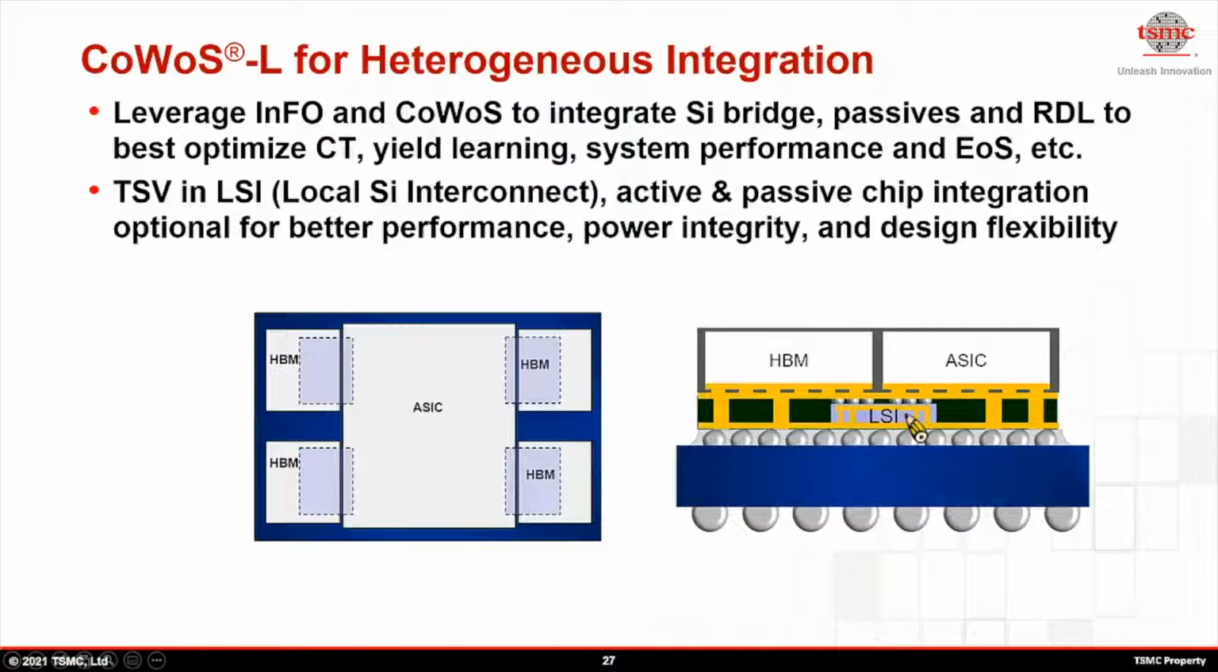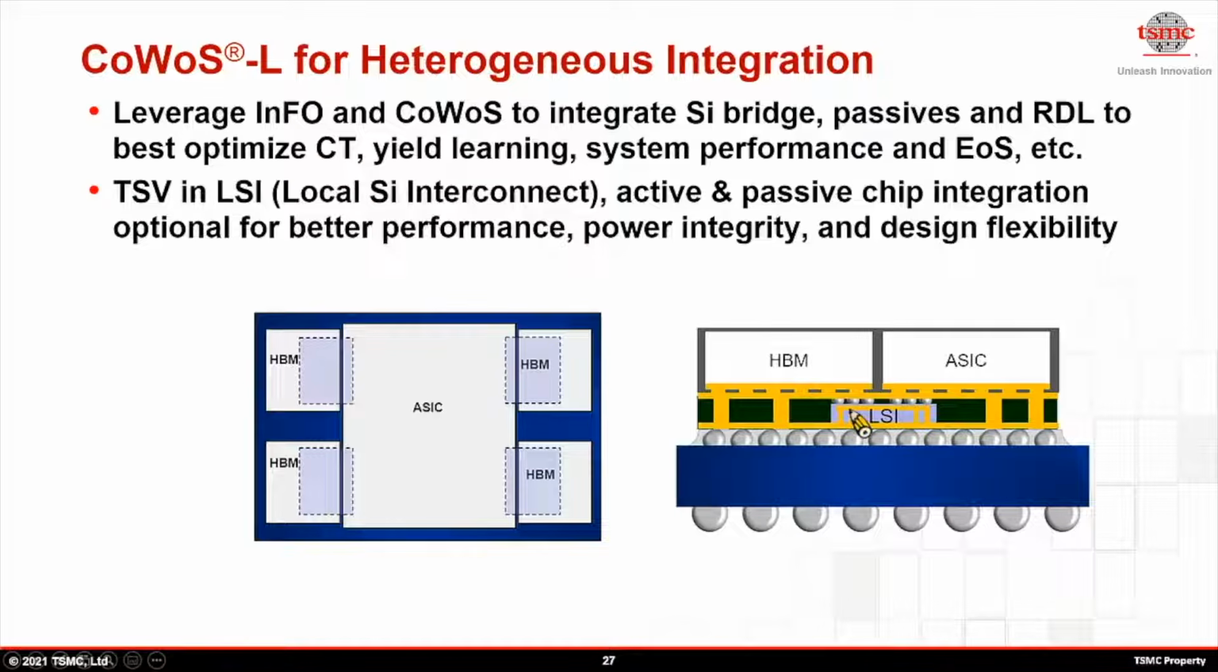What is CoWoS-L? We leverage InFO and CoWoS technology and add local silicon bridge as well as other chiplets, including passives at floor 1, to connect chiplets on floor 2. This structure increases communication bandwidth with LSI and performance over power with passives at the first floor.